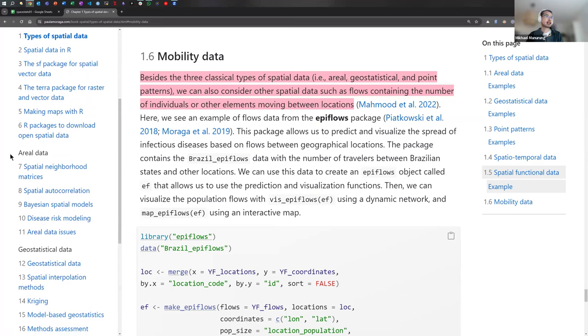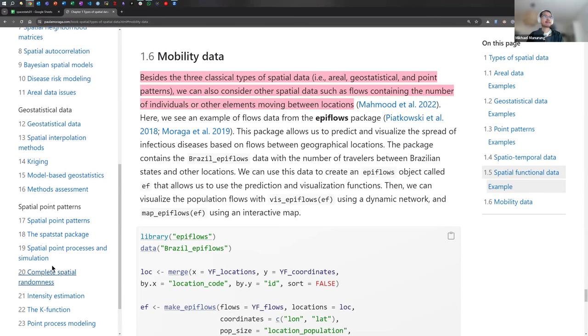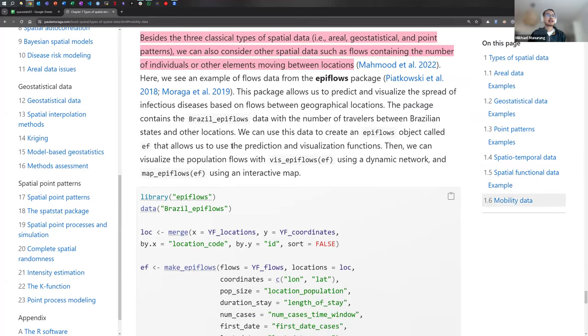And indeed, because we only see areal, statistical, or spatial point patterns as headings for the subsequent chapters, then I guess we can see how spatiotemporal, spatial functional data, or mobility data maybe could be explained in an interspersed manner throughout all of the next chapters.